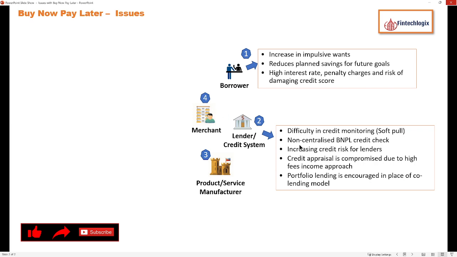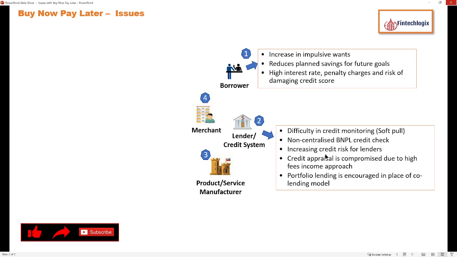The second point is about non-centralized BNPL credit checks. Between these vendors, so let's say there is a vendor Klarna and there is a vendor like Capital Float, there is no centralized check between these parties to understand that, at the same point in time, the customer has taken one BNPL for a refrigerator and one BNPL for a phone, right? So this in turn can be dangerous.